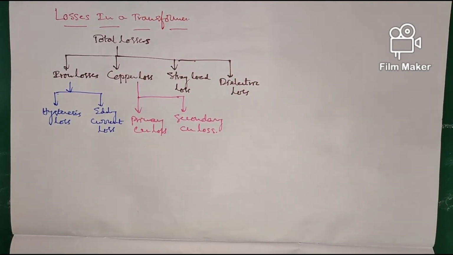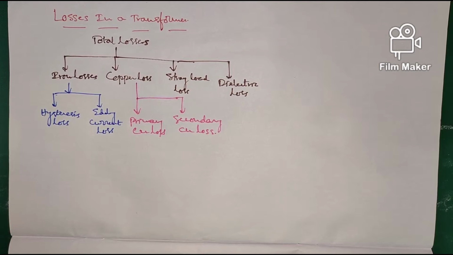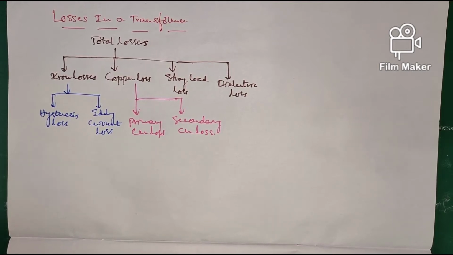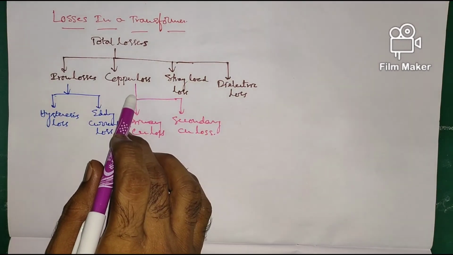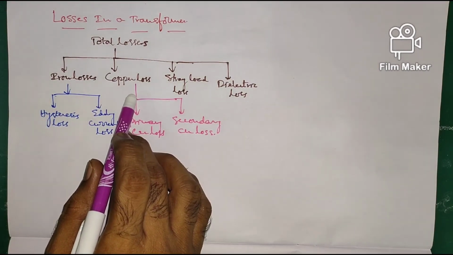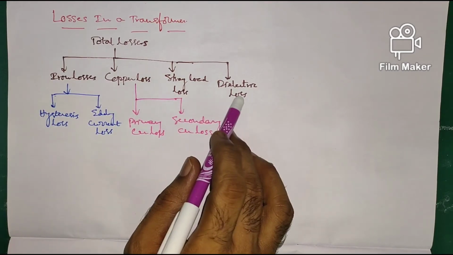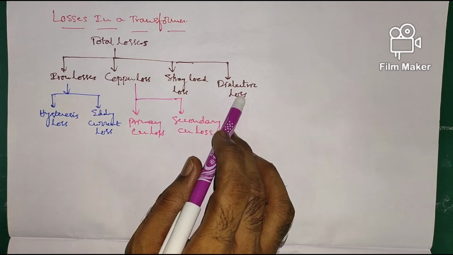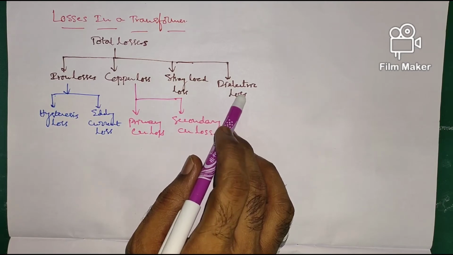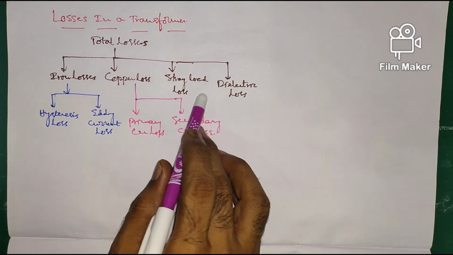In this session, I would like to discuss the losses in a transformer and its efficiency. The total losses are classified as iron losses, copper losses, stray load loss and dielectric loss. The iron loss and copper loss constitute the major amount of total losses because the stray load loss and dielectric losses are very small and can be neglected. But still here, in this session, I would like to brief these two losses also.